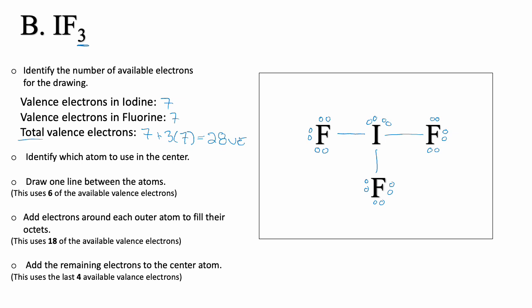But first, let's check and make sure that all atoms have a complete octet. This fluorine has 2, 4, 6, 8. This fluorine has 2, 4, 6, 8. This fluorine has 2, 4, 6, 8. And this iodine has 2, 4, 6, 8, 10. And that means our Lewis structure for iodine trifluoride is complete.